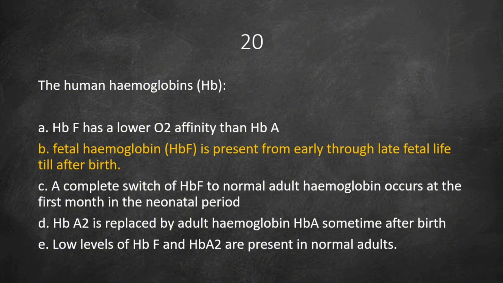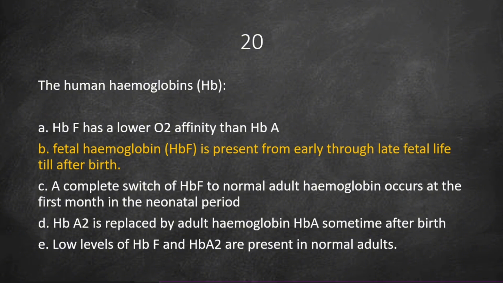This is incorrect, because fetal hemoglobin actually has a higher affinity for oxygen compared to adult hemoglobin, and this higher affinity is what helps the fetal hemoglobin to extract oxygen from maternal blood across the placenta more effectively. So this statement is incorrect.